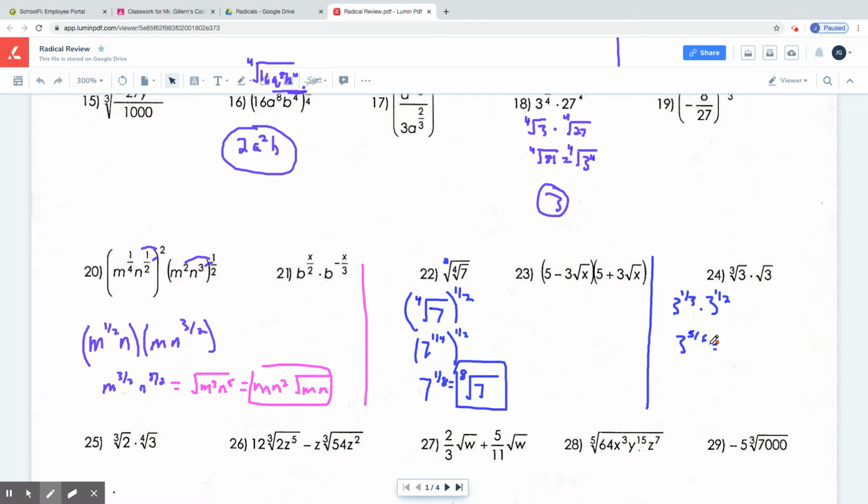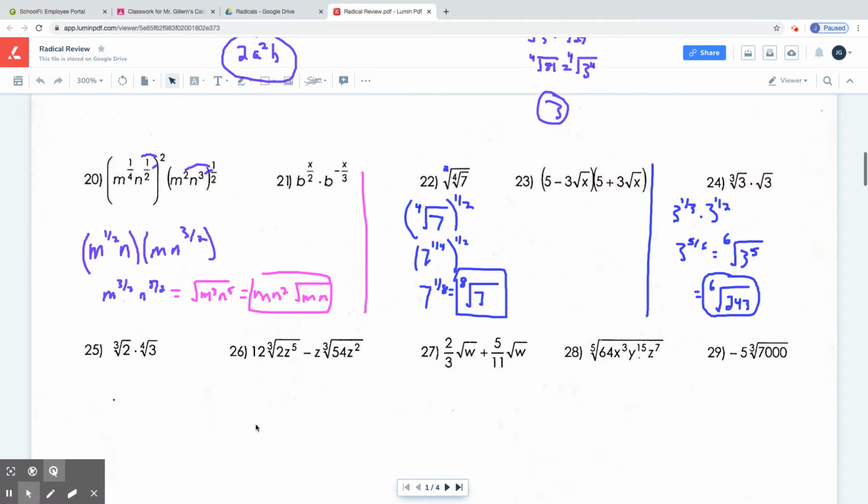All right, so rewrite as a radical: the 6th root of 3 to the 5th. Can't be simplified anymore, right? Because this is 6, I need at least 6 of those to be able to take something out. And 3 to the 5th, hopefully you guys know that, 3 to the 5th is 243. And there's my answer.